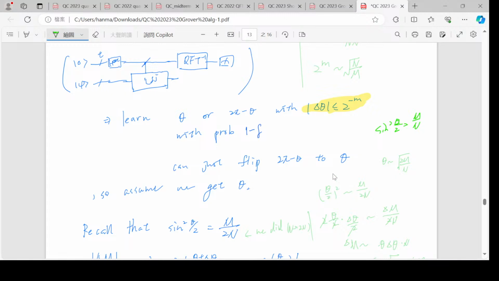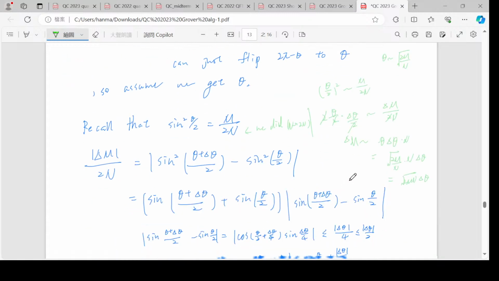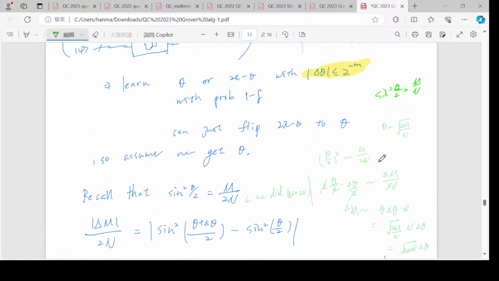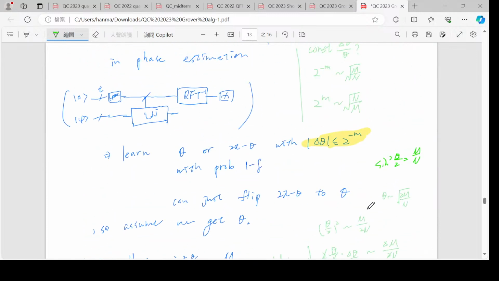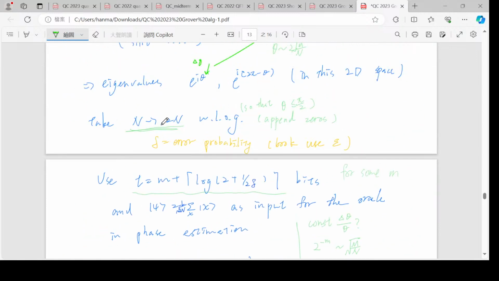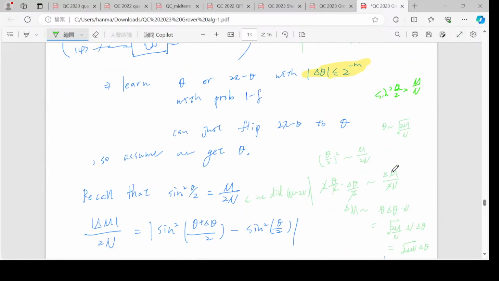We also get a factor of 2, but that doesn't matter too much. The factor of 2 on n is because we take n to become 2n here. So sine squared of theta over 2 is equal to m over n, which means theta over 2 squared is about m over 2n.